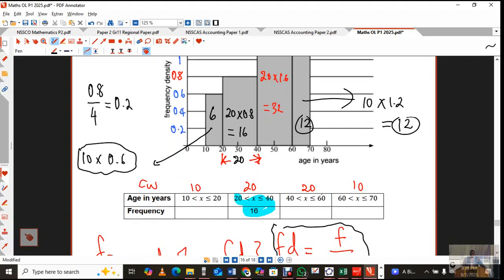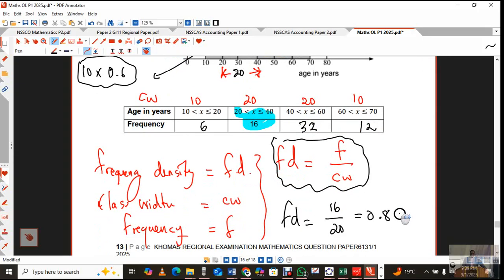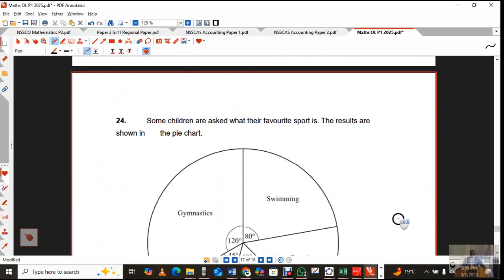Right, so between 10 and 20, what is our answer? It's 6. This one is already given. Between 40 and 60, what is our answer? 32. Between 60 and 70, what is our answer? 12. There you are, you are done. You have completed 3 marks, 1 mark for each one of those things.